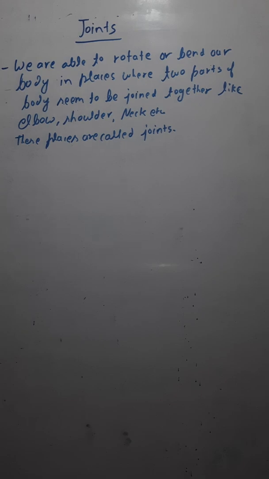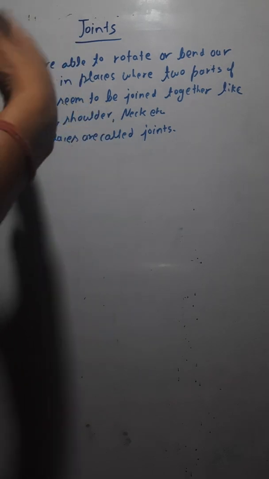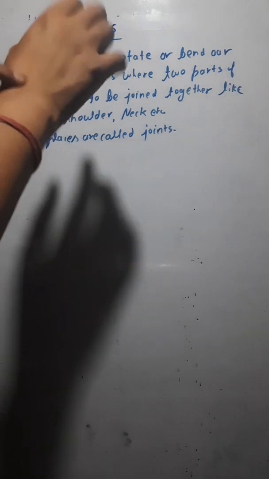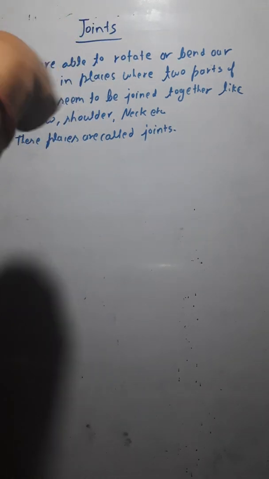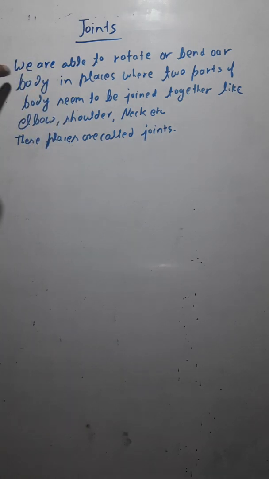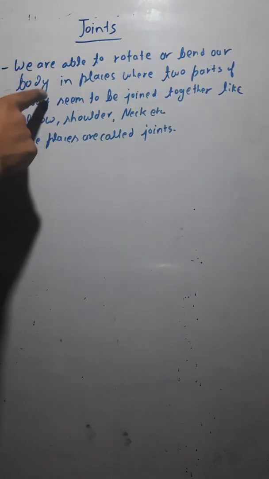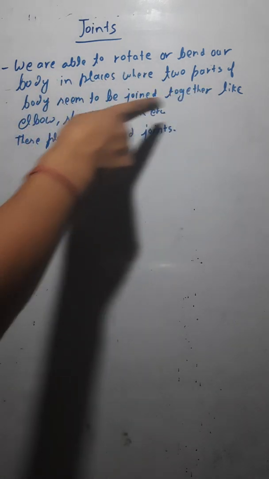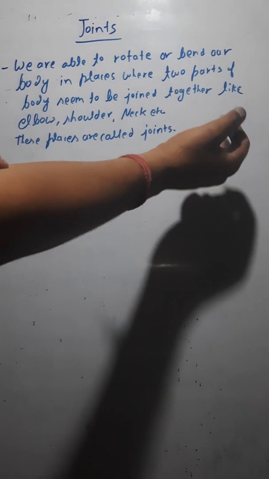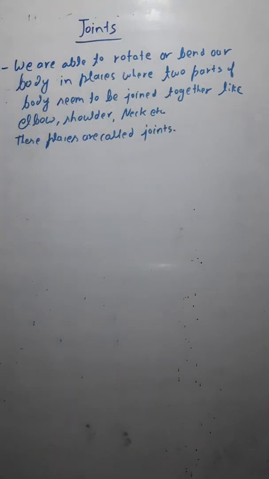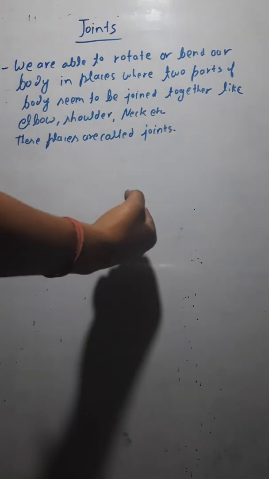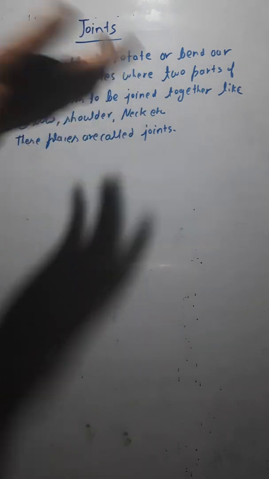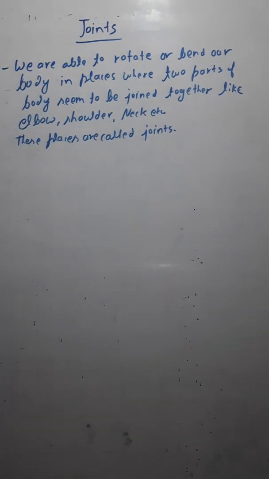So what are the joints? Joints are the places from where you can move the different parts of the body. Like here you have the joint, so from here you can move your body part. We are able to rotate or bend our body in places where two parts of the body seem to be joined together, like we have the elbow here, so here two parts seem to be joined together, so we are able to move our body from such places. We call these places the joints. Are you getting this? Just note down this definition of the joint also.